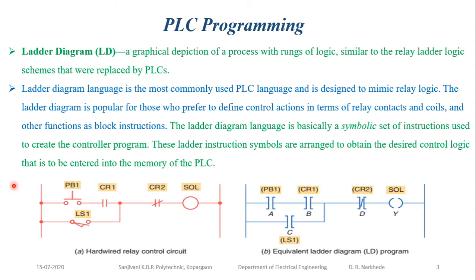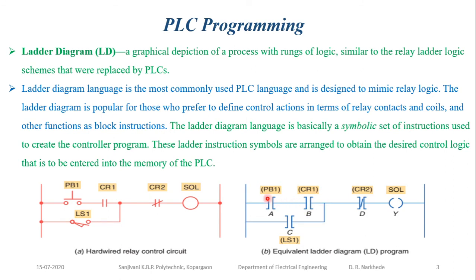Now this is my hardware logic circuit, the relay control circuit, and this is the programmable circuit, which is called the ladder program. What is the basic difference between these two? Here I am going to use the actual devices, my push button and my limit switch, and in case of PLC I am going to use its contact.